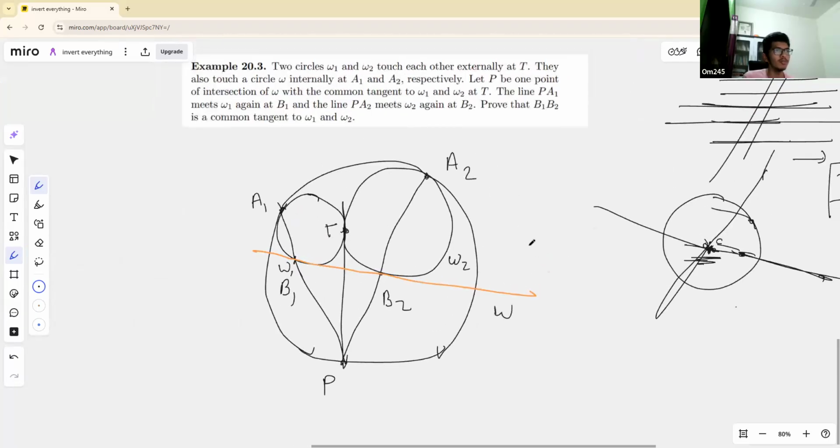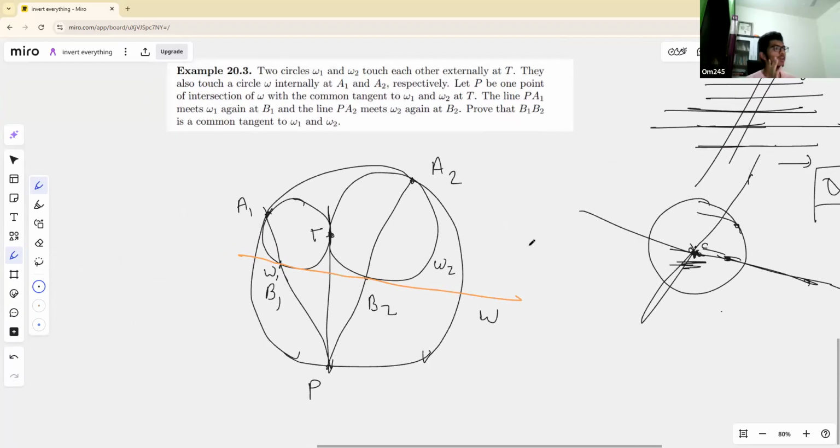So let's come back to this problem. What are we given? We are given these two circles, omega 1 and omega 2, tangent at T, and we have another circle omega which is tangent at A' and A2. So now, how do we actually proceed?